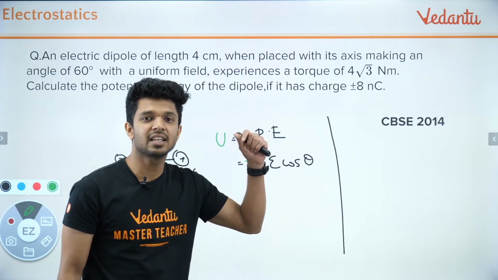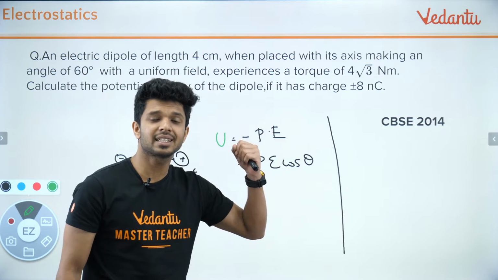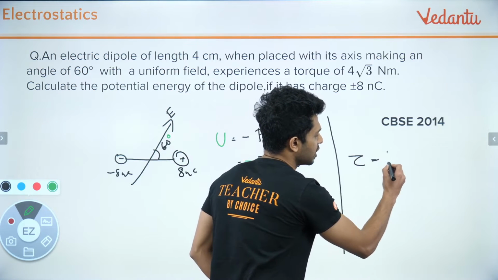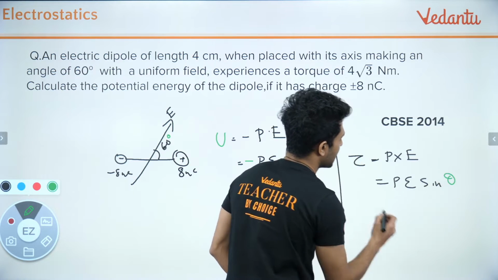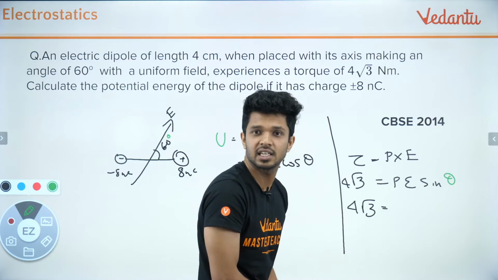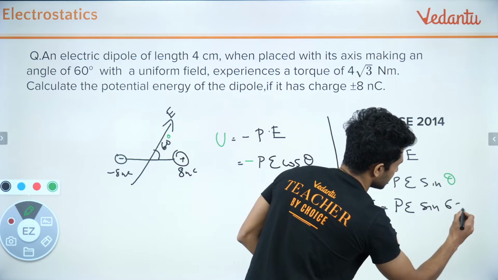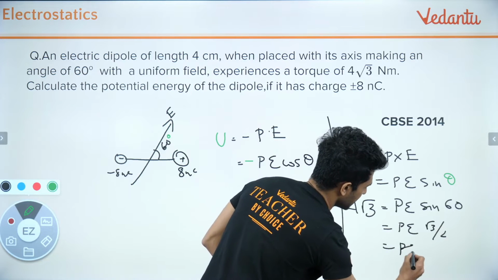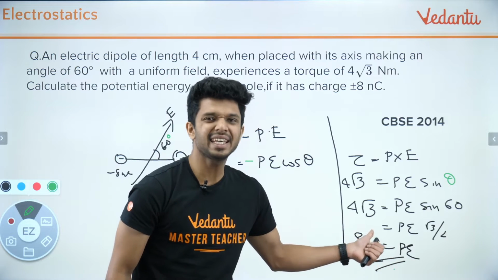For that, additional information is given in the question. What is the additional information? The torque experienced by the same dipole in the same orientation is given as 4√3. How will you write the torque formula? Torque is equal to P cross E, which is PE sine theta, equal to 4√3. Theta is 60, so sine 60 is √3 by 2, giving PE √3 by 2. The √3 cancels, and you get PE equal to 8. Understood? So you got the value of P into E as 8.